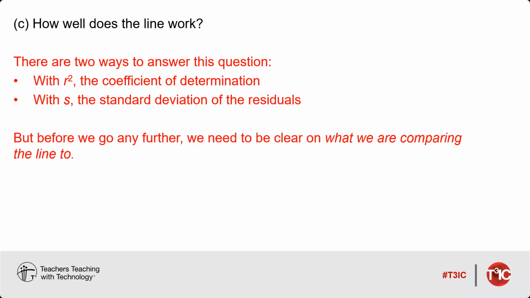Before we go any further, we need to be clear on what we're comparing the line to. When you say, how well does it work? Relative to what? That's the question that I think students don't get, and I think it's my fault as a teacher that I haven't really emphasized that so much. To understand R squared, you have to understand what you're comparing to, because R squared is measuring how well the line works relative to something. So what is that something? That's the key question to make sense of this.